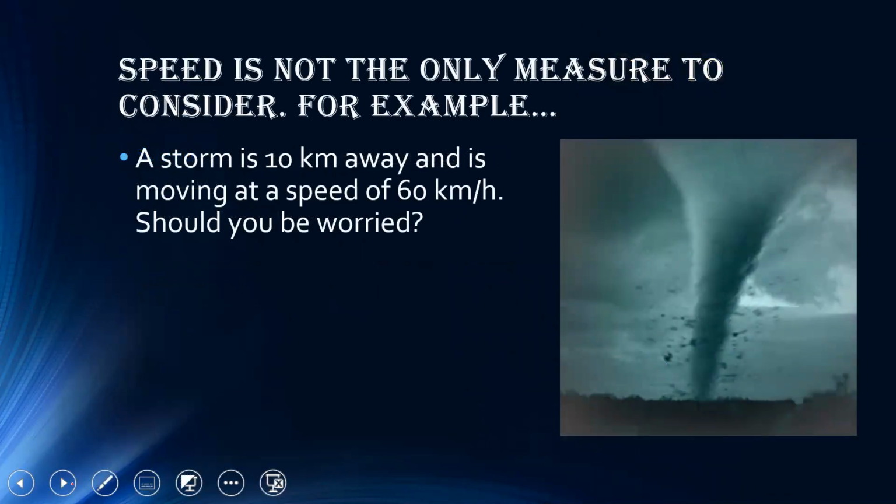Now, speed is not the only measure to consider. For example, a storm is 10 kilometers away and is moving at a speed of 60 kilometers per hour. Should you be worried? Well, the speed, 60 kilometers per hour, sure, we might be worried, but we don't know what direction it's going. What if it's moving towards us? What if it's moving away from us?